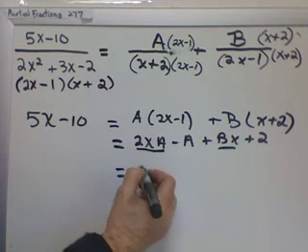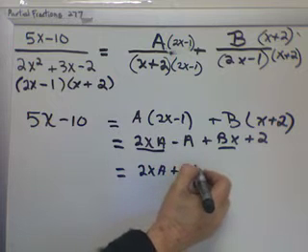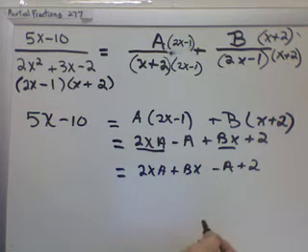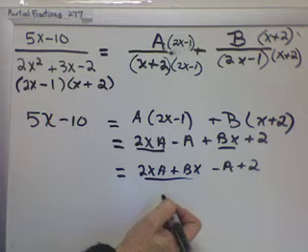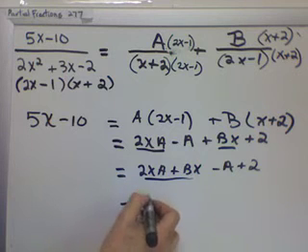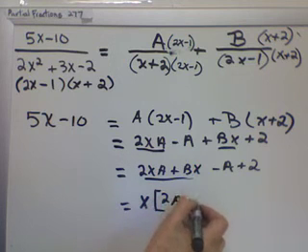All right. So on this one I get 2xa plus bx minus a plus 2. All right, now I'm going to factor, if I can, each group. So this group factors out x, and then inside I'm left with 2a plus b.